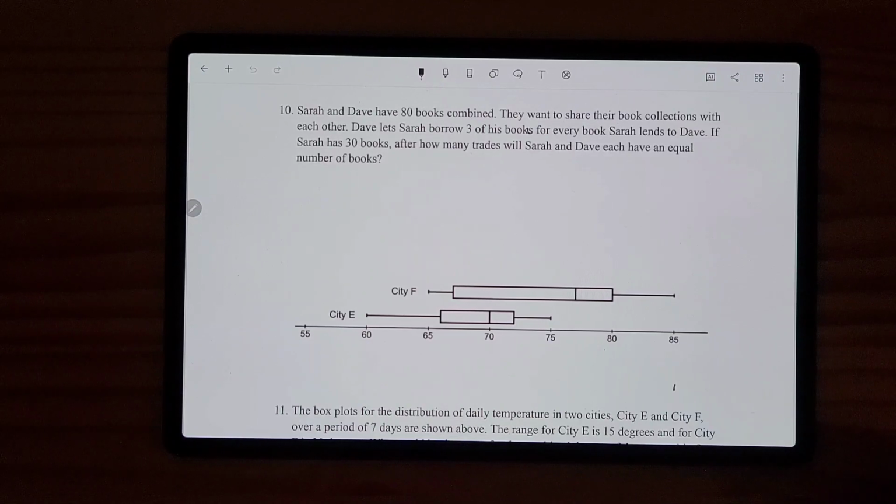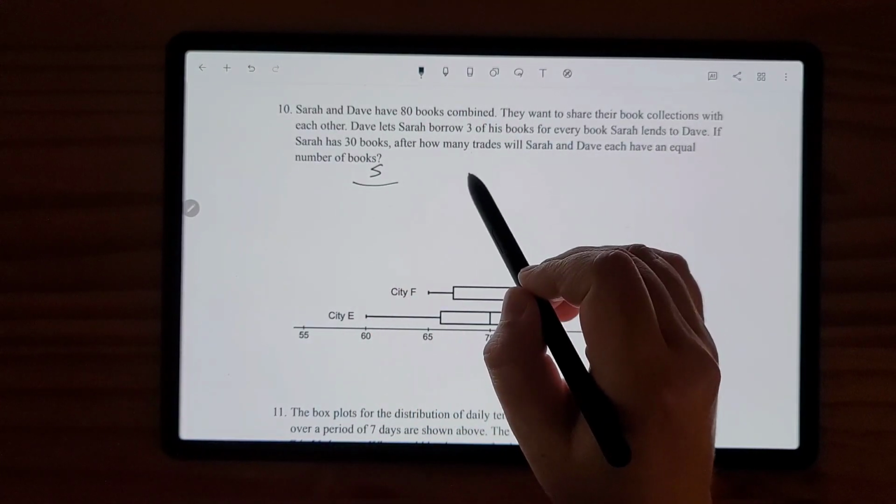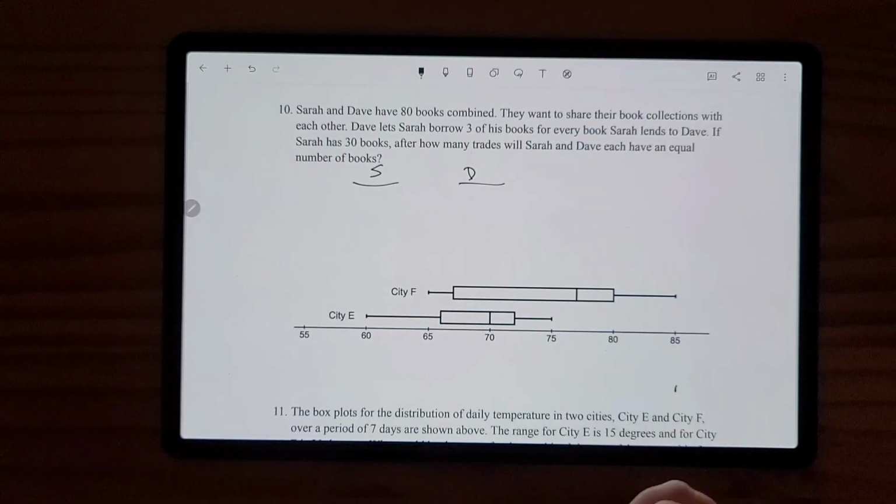Sarah and Dave have 80 books combined, or you can pause and read. I'm going to go ahead and start writing this out. Okay, so let's do a little chart for the scenario. So we have Sarah and we have Dave.